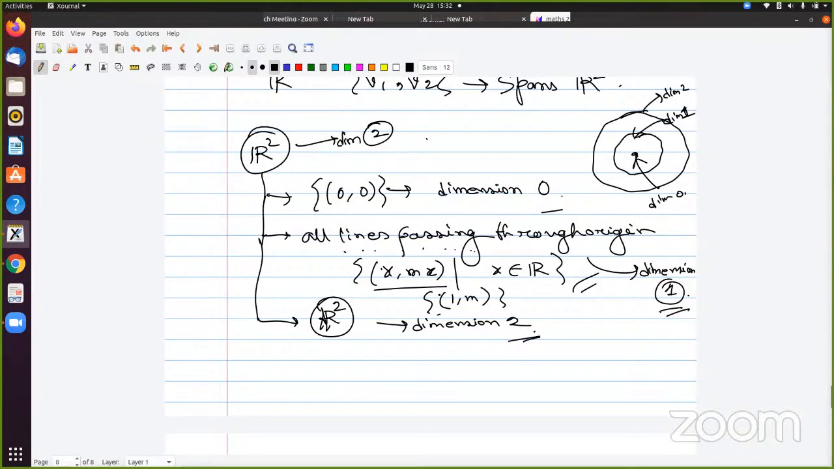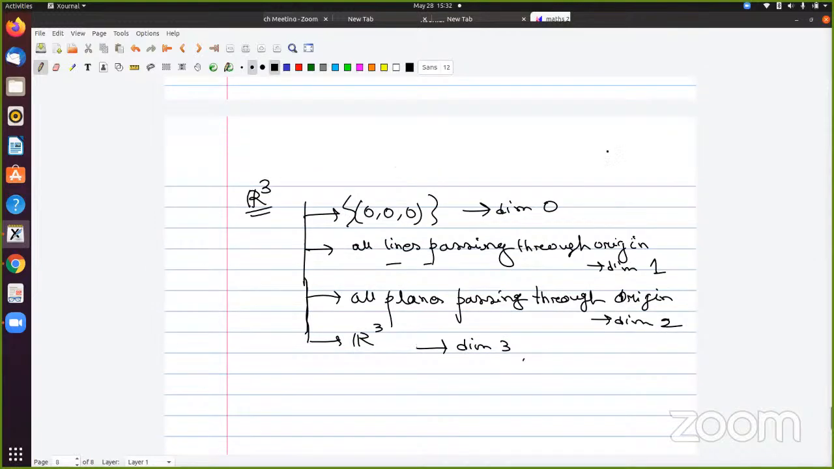Sir, but no, sir, I'm not able to. So this is your R3, right? Now, if you have a straight line like this passing through origin, I am not going to tell the equation of this straight line in R3, that will become difficult. So suppose you can think of it like this.